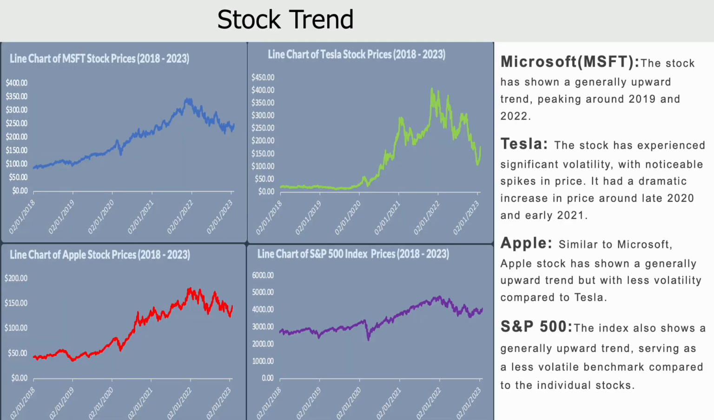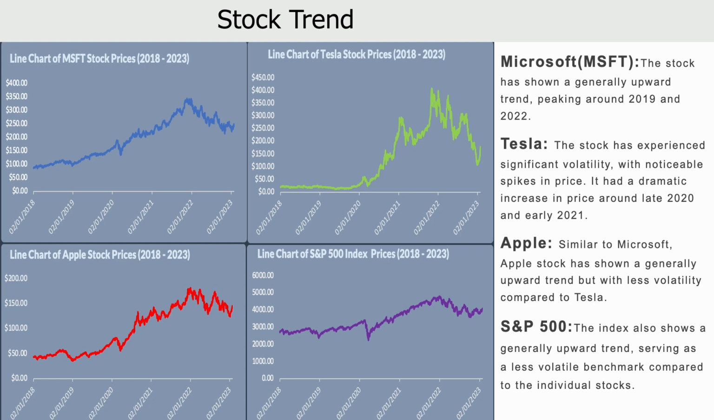Here, I've got a beautiful line chart visualizing the trend for all the stocks and S&P 500. Microsoft has shown a generally upward trend, peaking around 2019 and 2022.